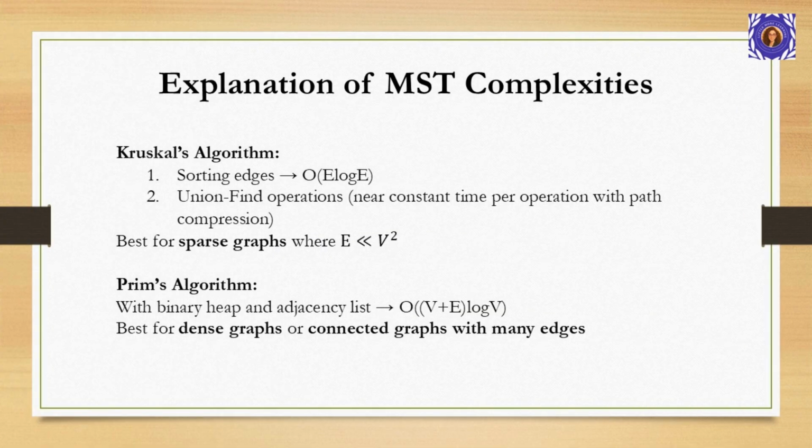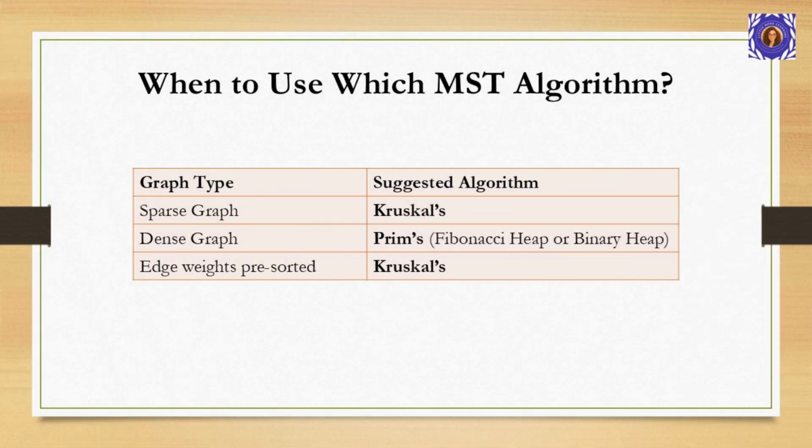This part is important. Take a moment to read it thoroughly. Once you understand the concept, solving questions becomes effortless. This shows how the complexities for Kruskal's and Prim's algorithms evolve in different cases. Use Kruskal's algorithm when the graph is sparse, meaning it has fewer edges compared to the number of vertices. Use Prim's algorithm for dense graphs where the number of edges is large. If the edges are already sorted, Kruskal's algorithm becomes even more efficient.